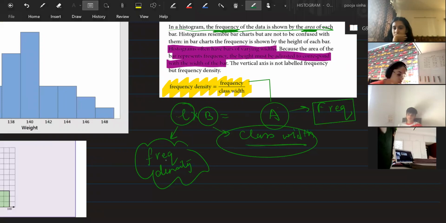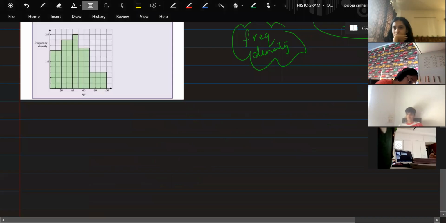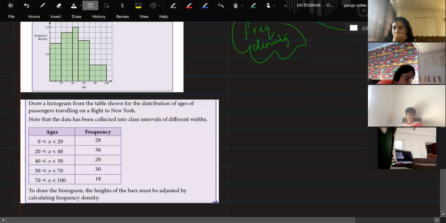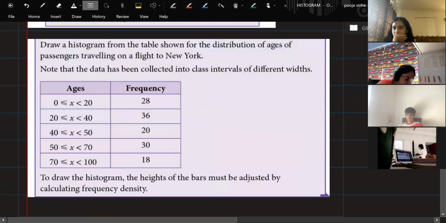The question says, here on your screen. The question says, draw a histogram from the table shown for the distribution of ages of passengers traveling on a flight to New York. Note that the data has been collected into class intervals of different widths. So how do I know that?